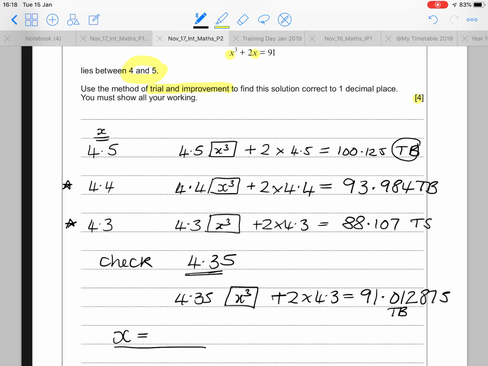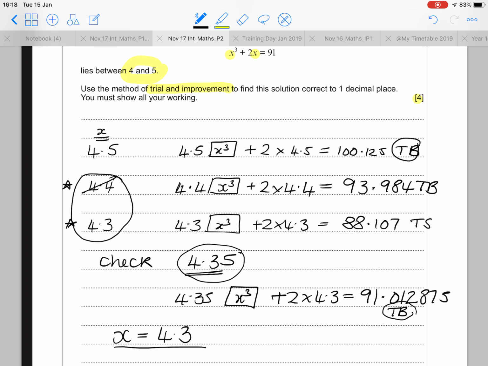4.4 was too big, 4.3 was too small. One of these is going to be my chosen answer. 4.35 was my check value, which was also too big. So this tells me that 4.4 would be absolutely too big, and my final choice will be 4.3.